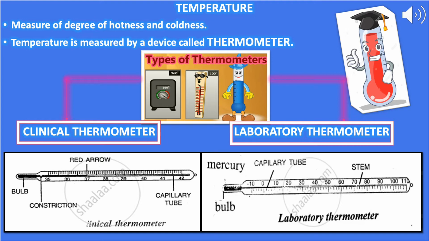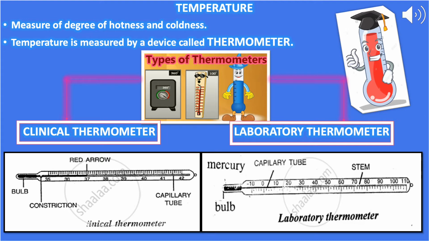The temperature of the human body is always 37 degrees Celsius or 98.6 degrees Fahrenheit. And if the body temperature is above 37 degrees Celsius, it means the person is suffering from fever. So, now coming to the laboratory thermometer. But before coming to the laboratory thermometer, we must know some precautions while using the clinical thermometer.